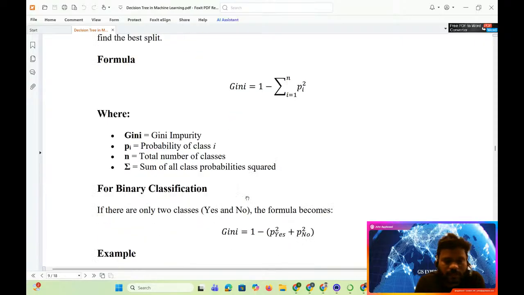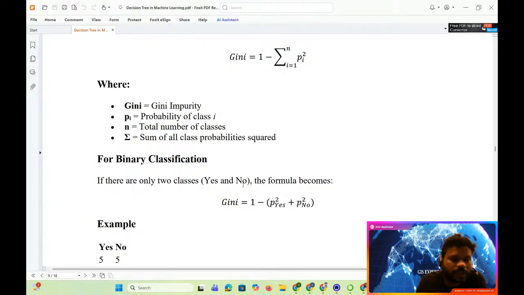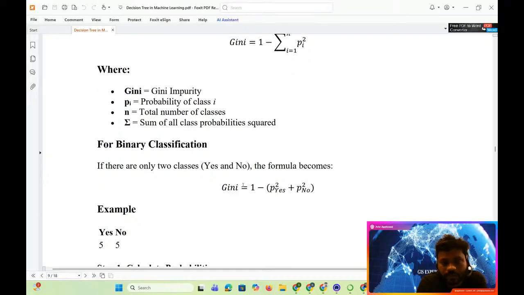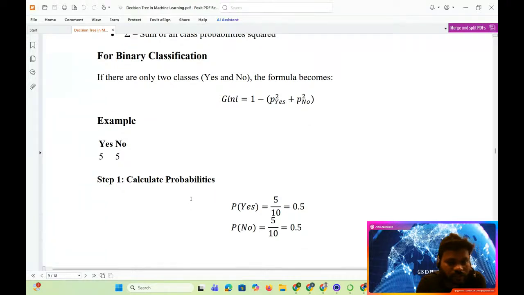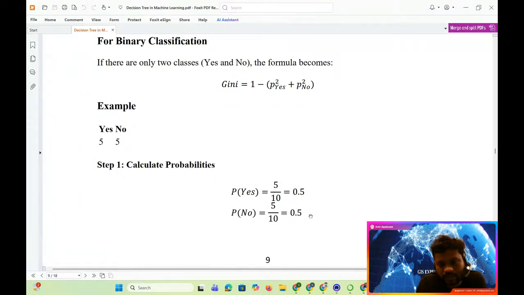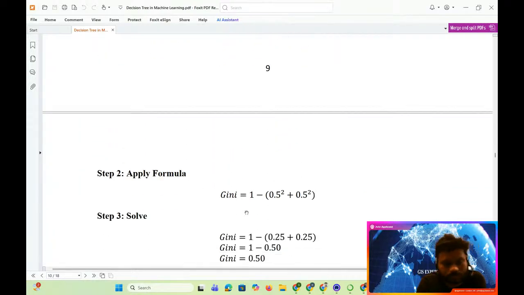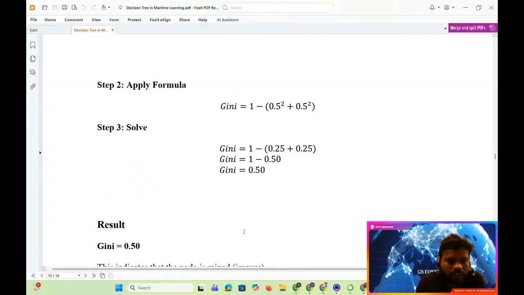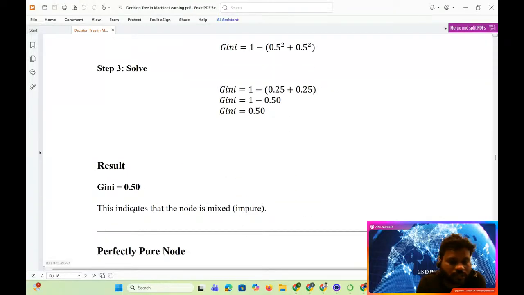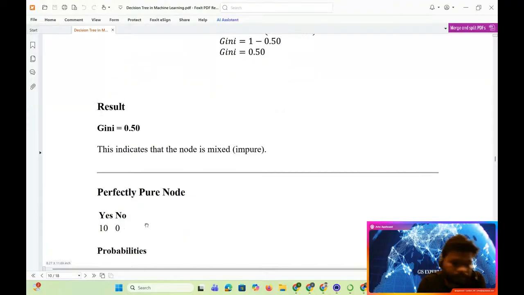The summation is the sum of the class probabilities squared. For binary classification, with only two classes, yes and no, the formula becomes Gini = 1 minus (p_yes squared + p_no squared). Example: 5 yes and 5 no. Calculate the probability: 0.5 for yes and 0.5 for no. Apply the formula and solve: Gini is 0.5. This indicates that the node is mixed, that is, impure.